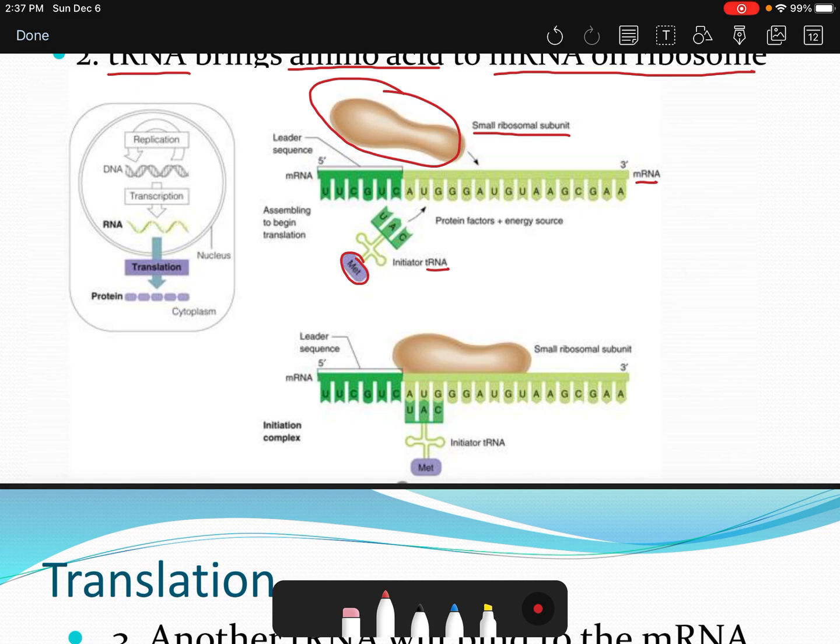So here we go. We have the transfer RNA lined up, it brought its amino acid here, it matched up its anticodon with the codon. Here's the anticodon. And here's the codon.